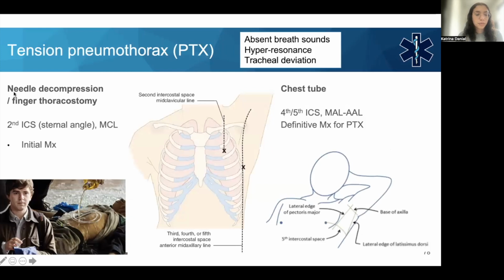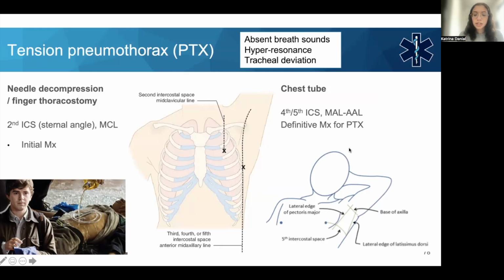So in terms of the needle decompression, as I said, that's the initial management, and you would insert like a small needle into the second intercostal space. So you would find the sternal angle, move to the side where it's affected, the second intercostal space, and at the midclavicular line. Okay, so insert a small needle, like a small catheter, to basically let air drain in the short term. Paramedics will usually do this if they think the patient has a tension pneumothorax. And then the definitive treatment, as I said, is a chest tube.